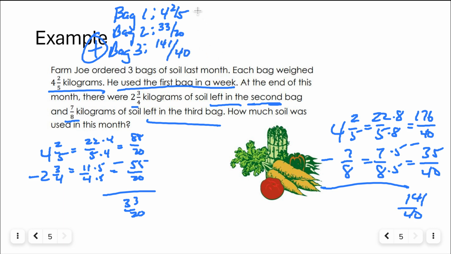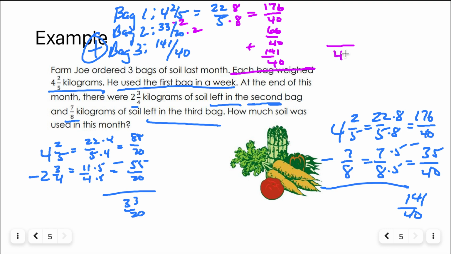141/40. So now I got to add all three of these answers together. First, I got to convert this to an improper fraction. It's 22/5. So I need a common denominator between 5, 20, and 40. So that's not too bad. 40 is the common denominator. So I'm going to multiply the top and bottom of this one by 8 to make that common denominator. That's 176/40. Multiply top and bottom by 2 on this one. That gives me 66/40. And then keep this one the same, 141/40. So when I'm done adding these together, my denominator will be a 40.